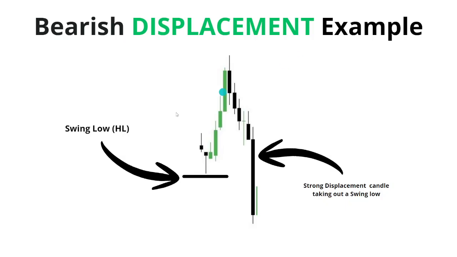So here we've got a bearish displacement example where we have a swing low, and if you're in a bullish market structure, this would be considered a higher low. Price comes up, comes down a little bit, strong displacement candle taking out this swing low. This is showing us strong bearish displacement. We have the swing low here that's formed. Three candlestick pattern, the middle being the lowest, one to the left slightly higher, the one to the right slightly higher as well.